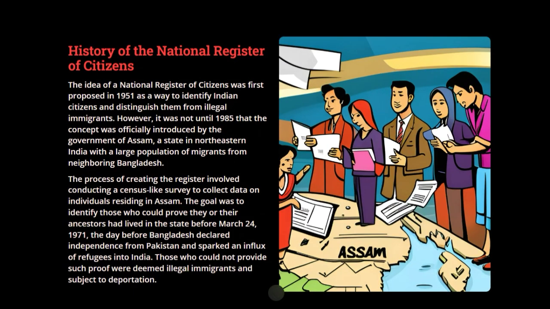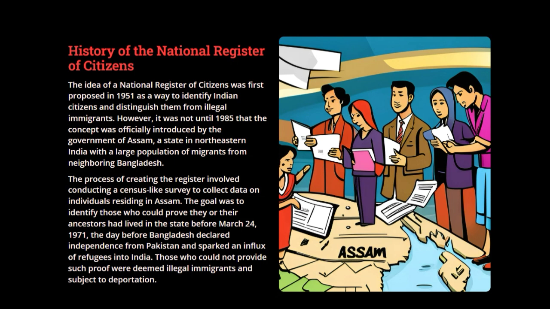Now, the history of the National Register of Citizens. The idea of NRC was first proposed in 1951 as a way to identify Indian citizens and distinguish between them from illegal immigrants. However, it was not until 1985 that the concept was officially introduced by the government of Assam, a state in the northeastern region of India with a population of immigrants from neighboring Bangladesh.